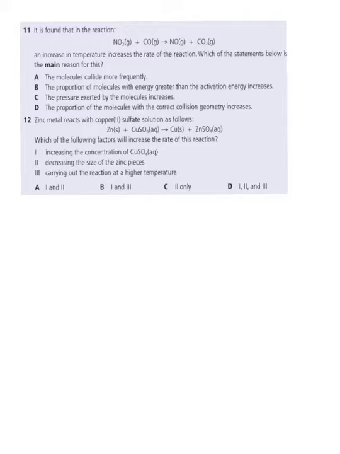Number 11, it's found in the reaction that an increase in temperature increases the rate. Which statement below is the main reason for this? You notice the emphasis on main. So A, molecules collide more frequently. That's certainly true. But B, the proportion of molecules with energy greater than the activation energy increases. This is a bigger reason for it, because more collisions won't increase your rate if they don't have at least the minimum amount of energy. C and D don't affect it.